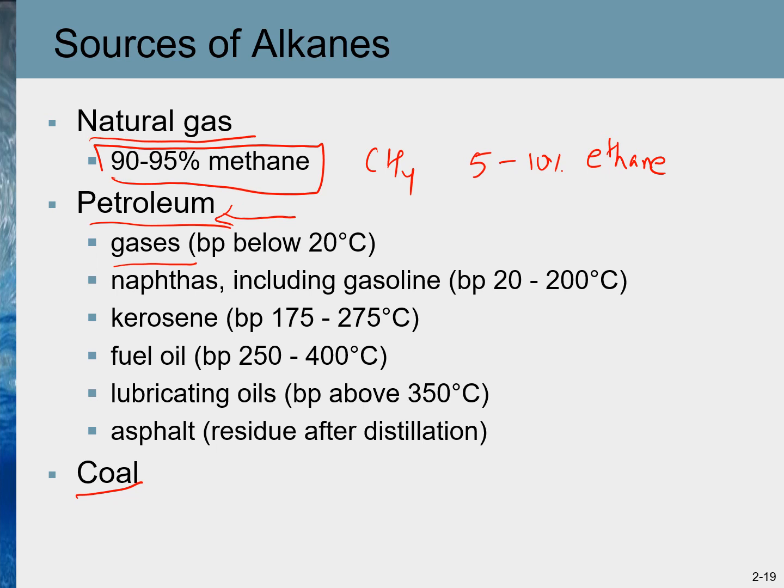Between 20 to 200 degrees Celsius, liquids, which are also known as naphthas, are collected. In this zone, gasoline, diesel, and few other liquid fuels are collected. Kerosene is collected between 175 to 275 degree, and at higher temperature, we collect fuel oil, lubricating oil, and asphalt.